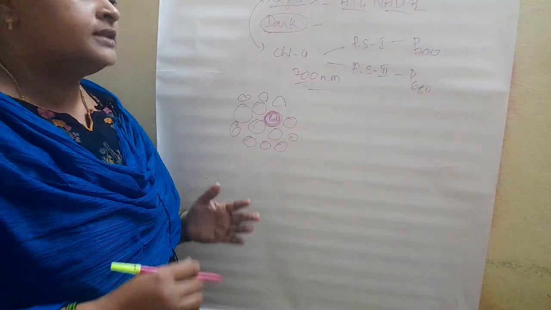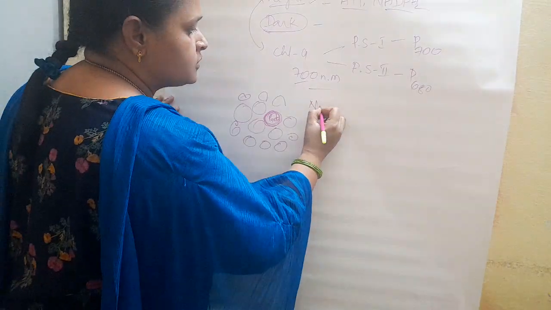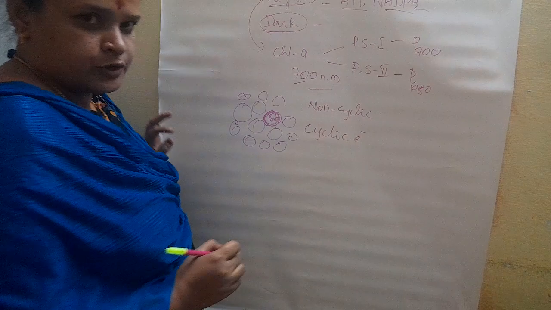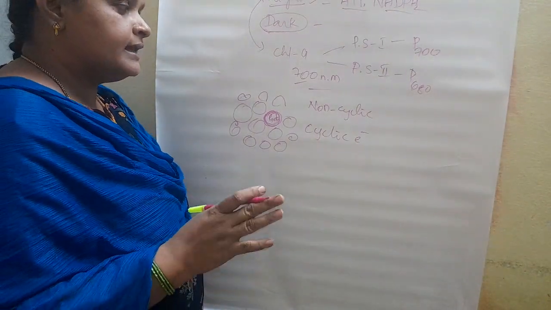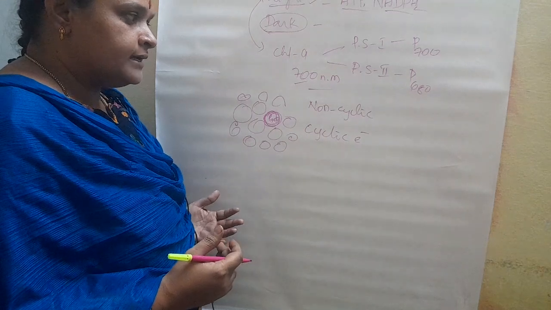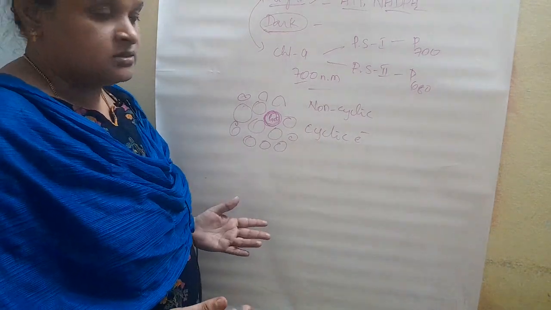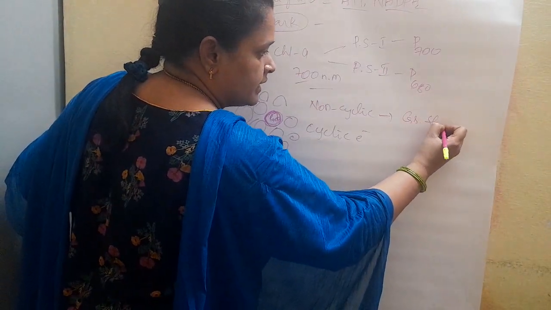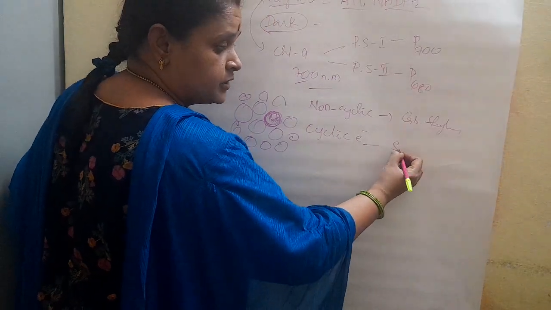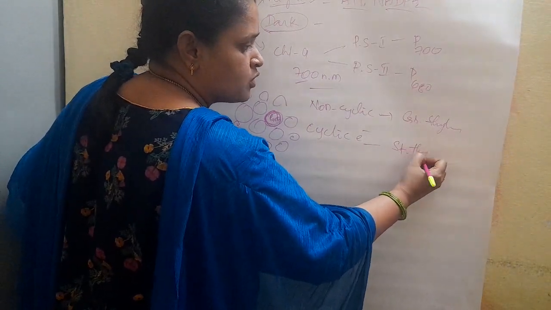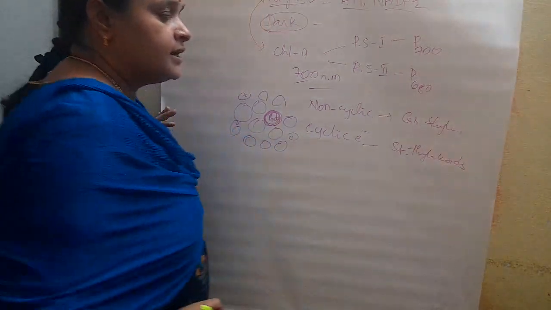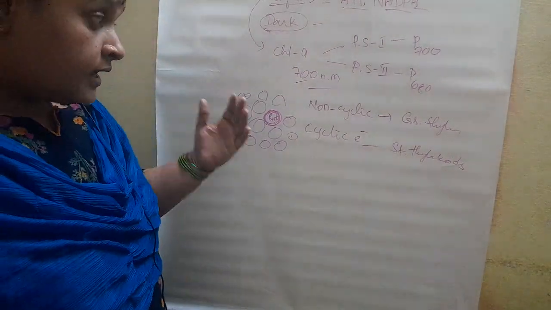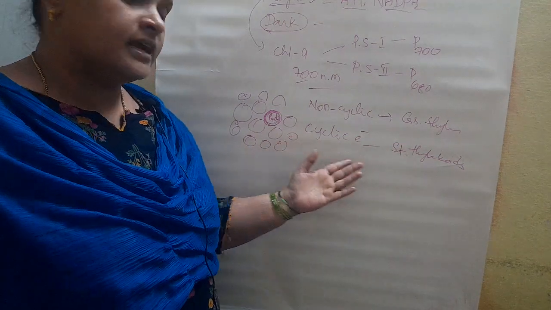How will it happen? That will be explained in two ways: non-cyclic electron transport and cyclic electron transport. Where does it occur? We have to know. Non-cyclic electron transport occurs in grana thylakoids, whereas cyclic electron transport is seen in stroma thylakoids. It is a question: where does the non-cyclic electron transport take place? In grana thylakoids. Where does the cyclic electron transport take place? In stroma thylakoids.